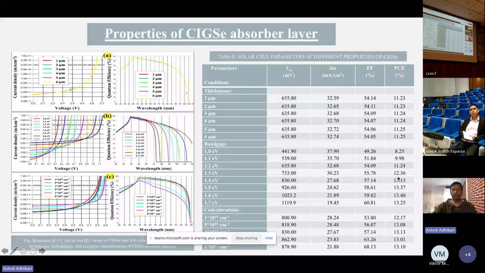And finally, the concentration, as we know, relates to the charge carriers, so it can impact the recombination process. Here we have varied it from 10^15 to 10^17. With increasing concentration, the VOC increases, and the short circuit current density decreases. The optimum we obtained is 1 × 10^16 per centimeter cube for the CIGS absorber layer. For higher charge carrier concentration, the recombination centers will increase. That's why it decreases the device performance.